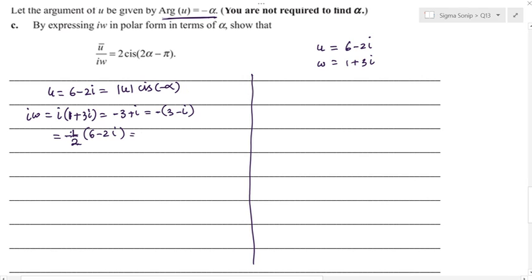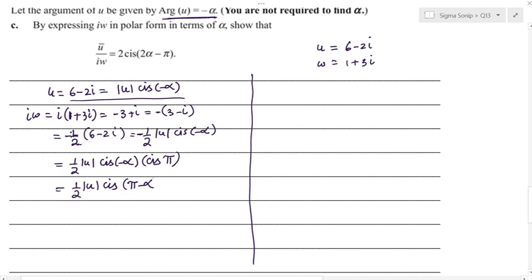I've drawn it, I can clean that up. As written here, we can write it like this: mod u cis minus alpha, and the minus, that is minus 1, in place of minus I'll write cis pi, because cis pi is equal to minus 1. That gives you half mod u cis pi minus alpha. Okay, so that part is all right.